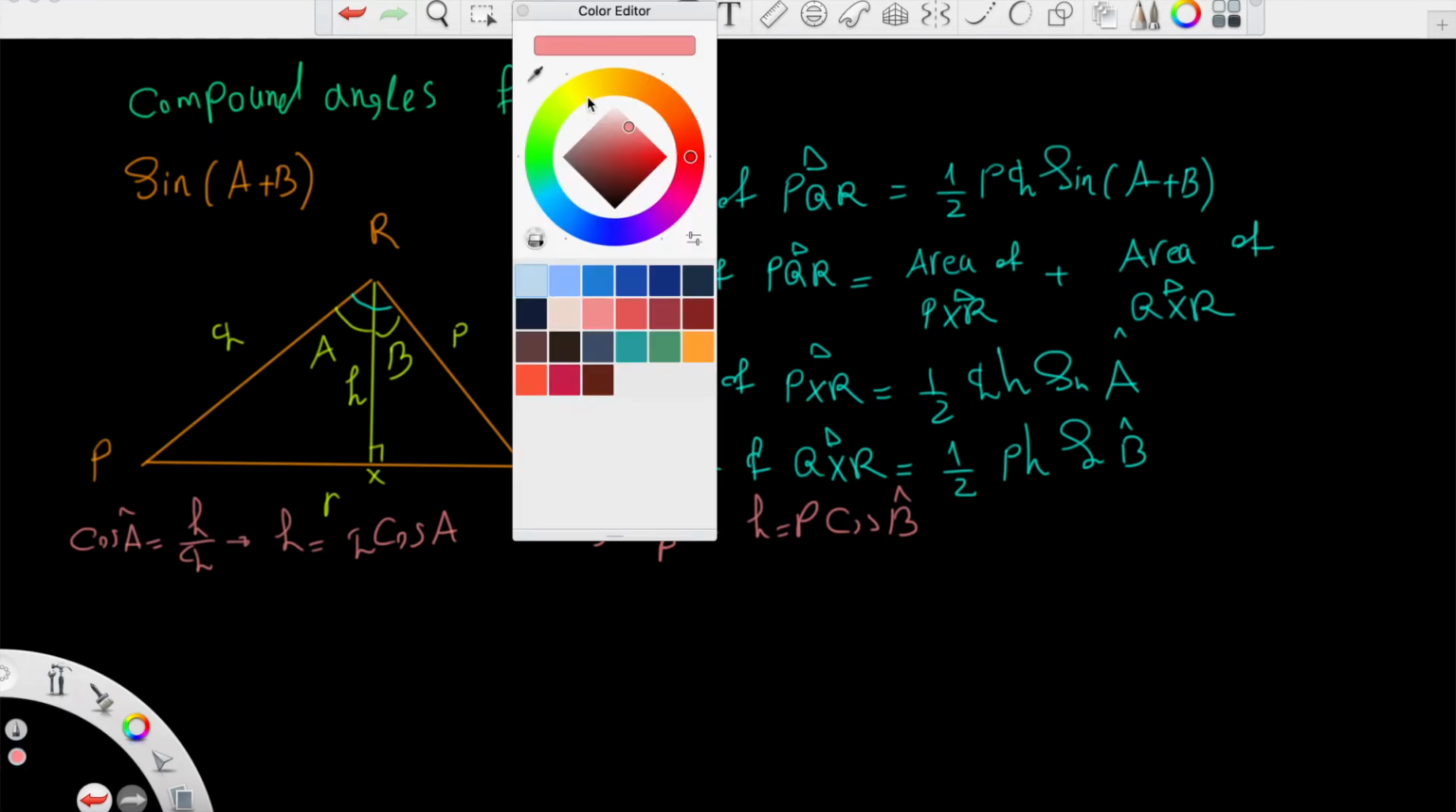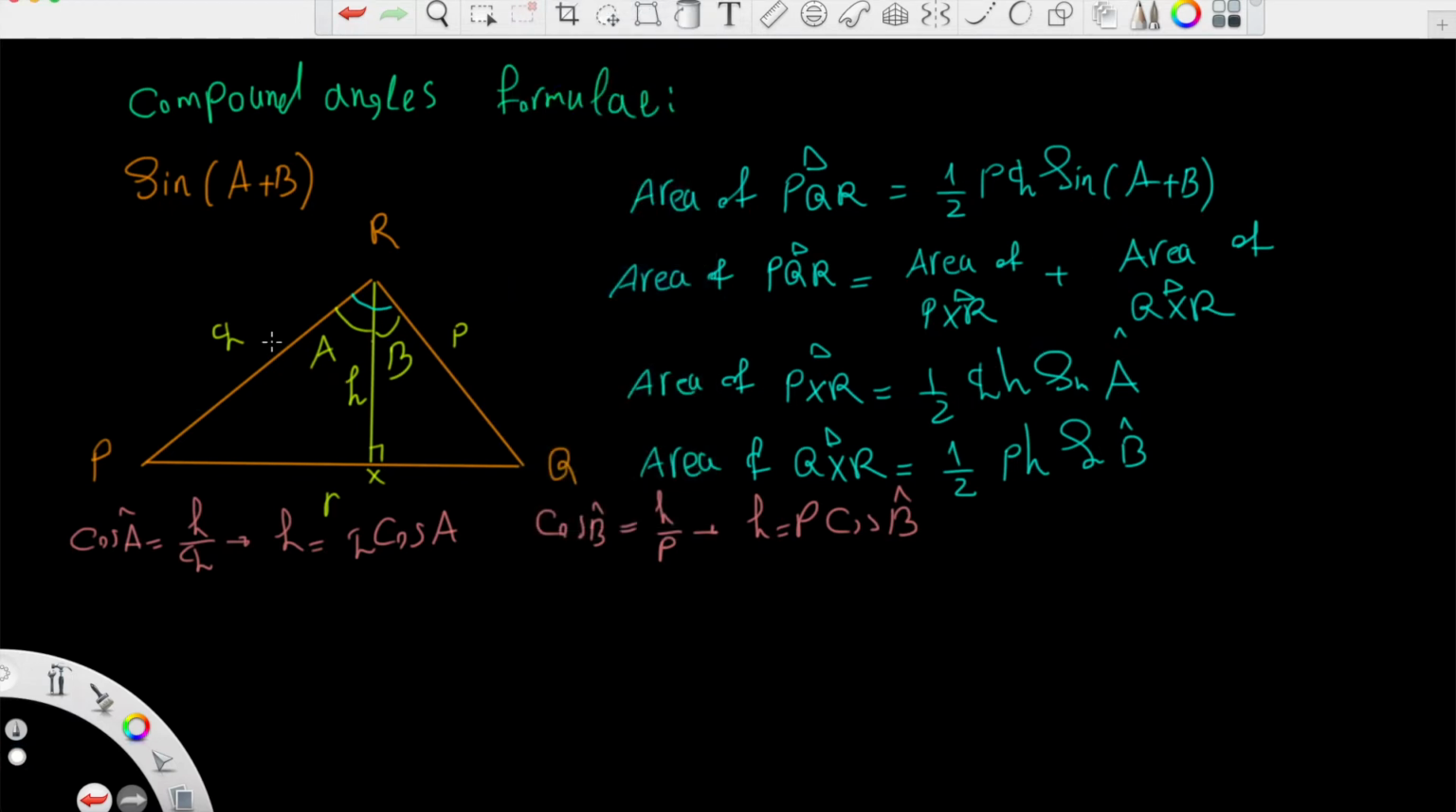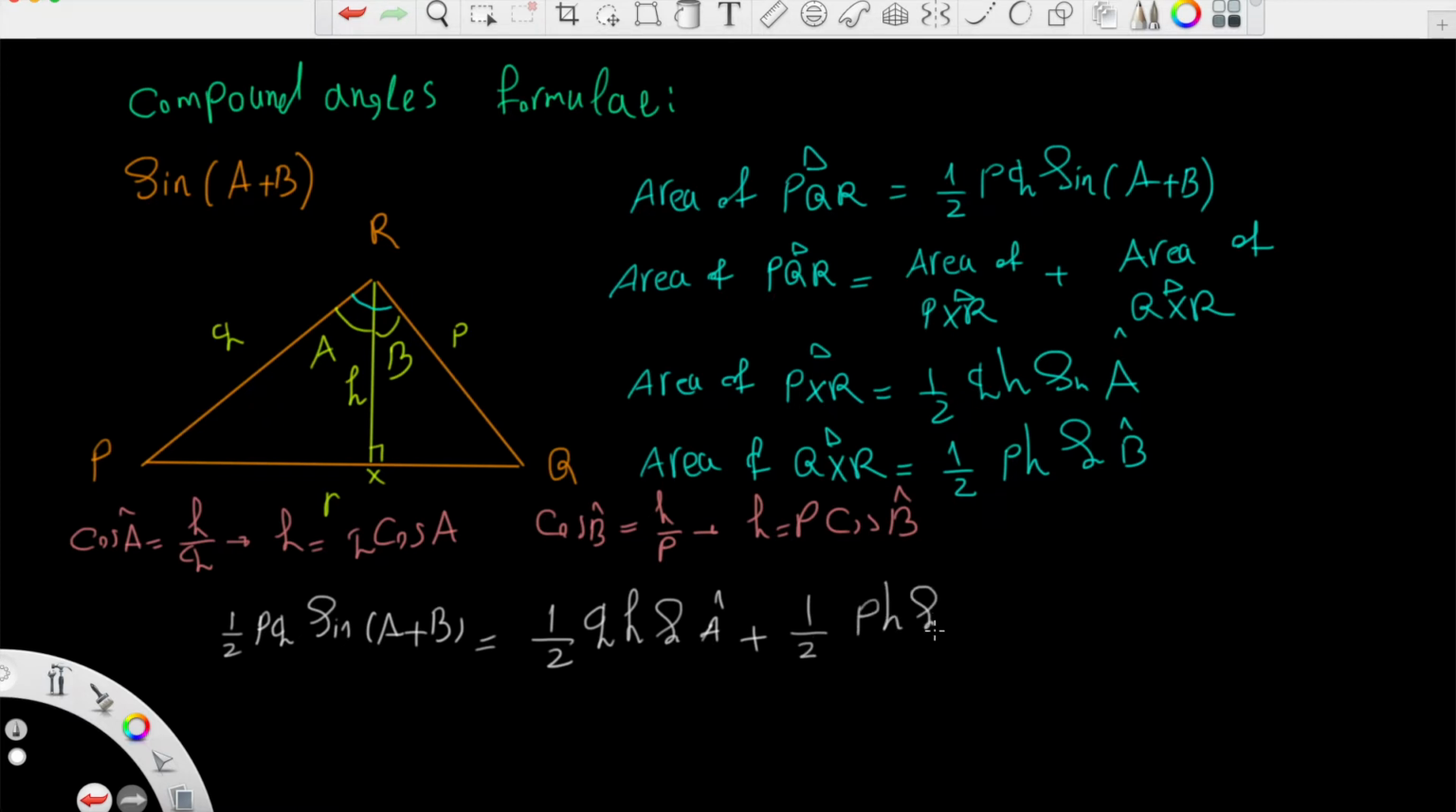Now I write the area of the whole triangle, which is half of PQ sine of A plus B, is equal to area of triangle PXR, which is half of QH sine of A, plus half of PH sine of B.